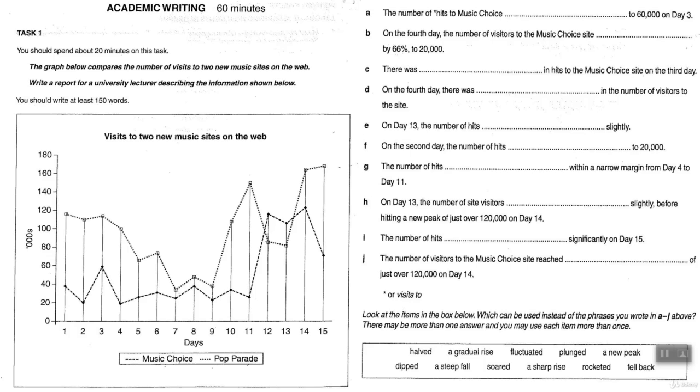Let's do one more. There was something in hits to the Music Choice site on the 3rd day. Remember, the 3rd day was this sharp rise here. So we're going to choose there was. It wasn't a gradual rise, was it? It was more like a sharp rise because it rose in one day from 20,000 visits to 60,000 visits.